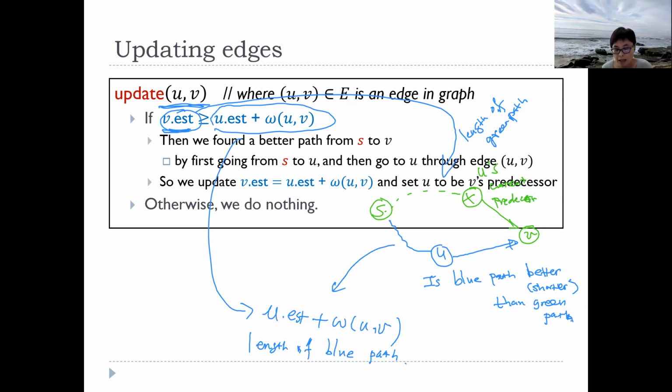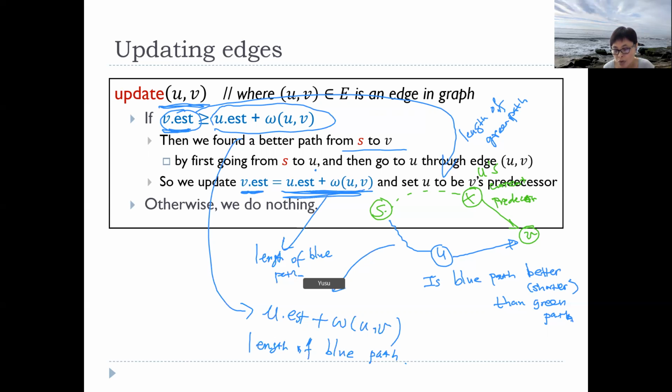So we ask, is the blue one shorter? If yes, then we found a better way to go from S to V through U, by going from S to U first and then from U through edge UV. So we update. We say that now I update the shortest path estimate at V to be the length of the blue path. So this is the length of the blue path, and we update the shortest path estimate to be the length of the blue path.